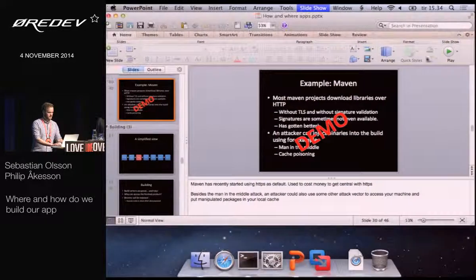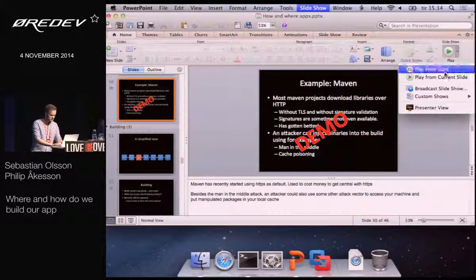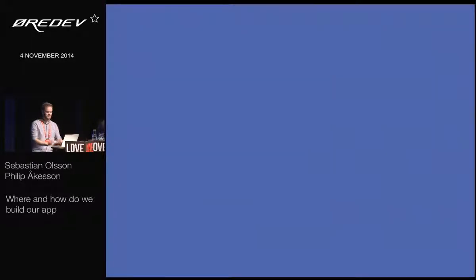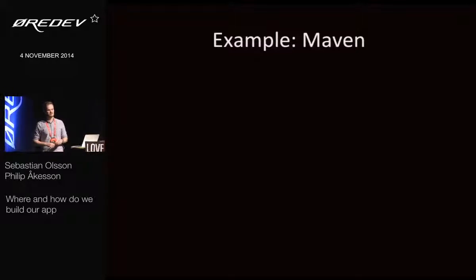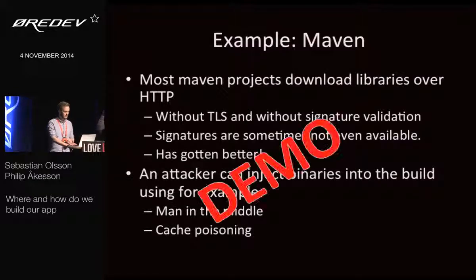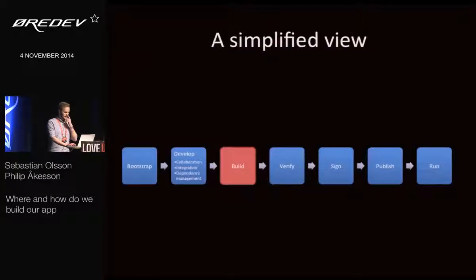And that was that demo. So the takeaway here is, all is not lost. You just have to look at how you download your libraries, and you should see what the best practices for your system are. For example, in the Maven case, you should definitely be using TLS to download, and you should also, if possible, verify the PGP signatures that are most often available, or at least in the Maven Central repository. All right.